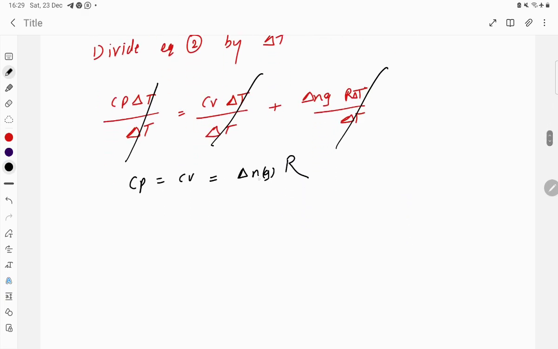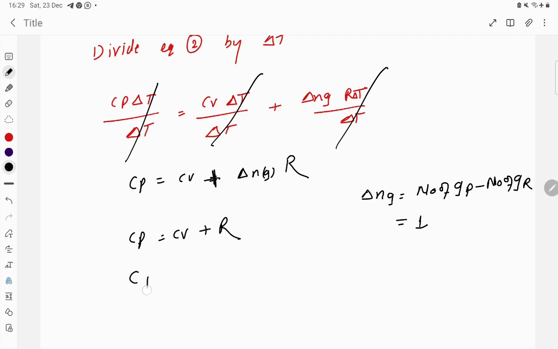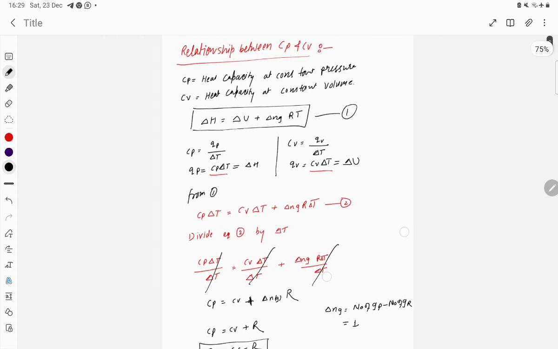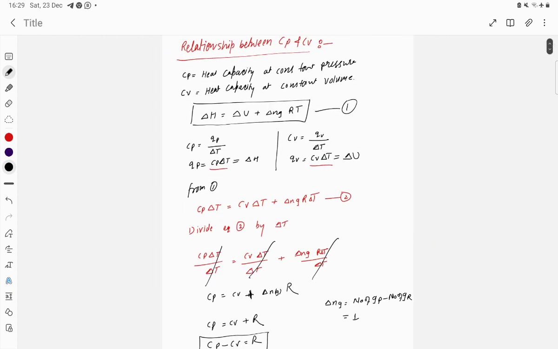So here delta ng, what is it, student? Delta ng means number of gaseous products minus number of gaseous reactants. So if delta ng is equal to 1, then from this equation Cp is equal to Cv plus R. You can reshuffle, student: Cp minus Cv equal to R. This is the relationship. Very simple relation, student, nothing to be worried.